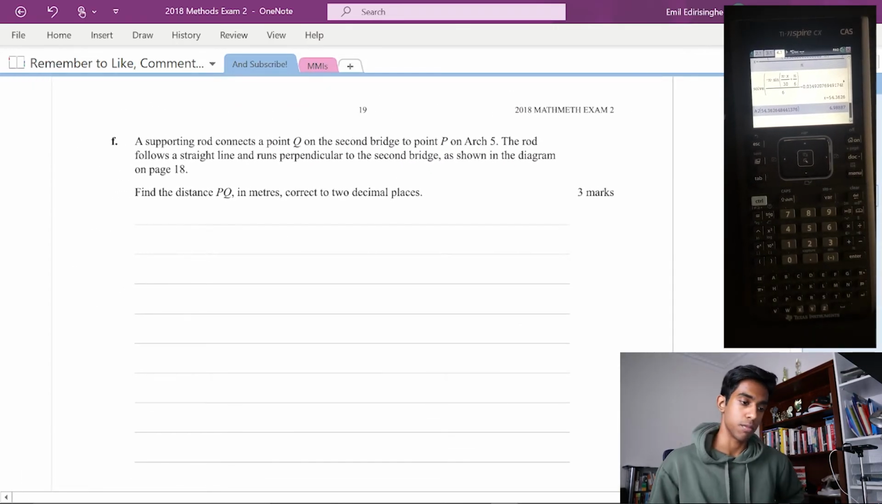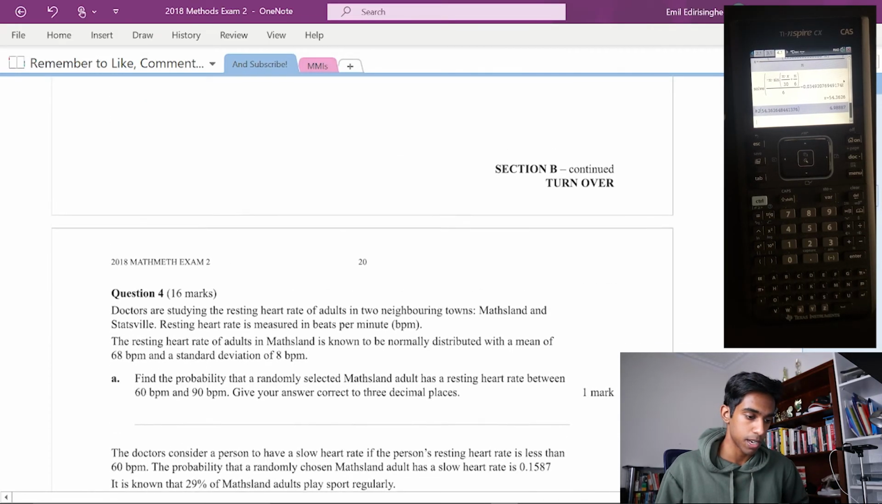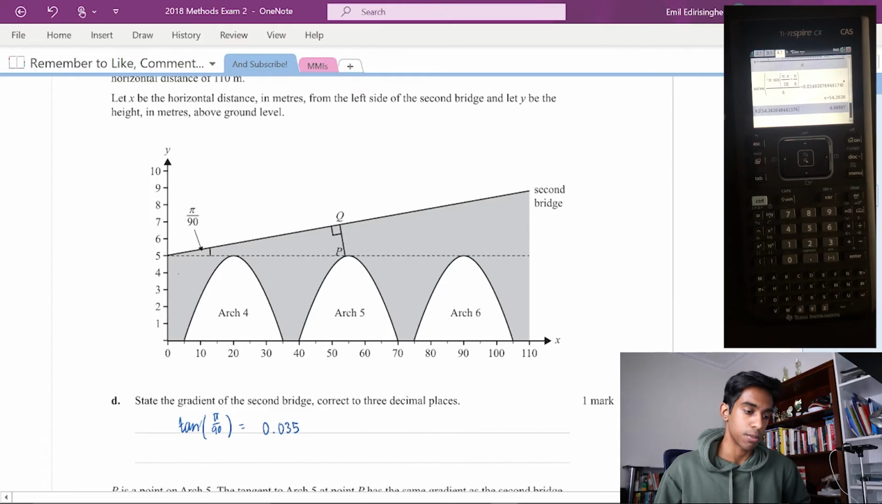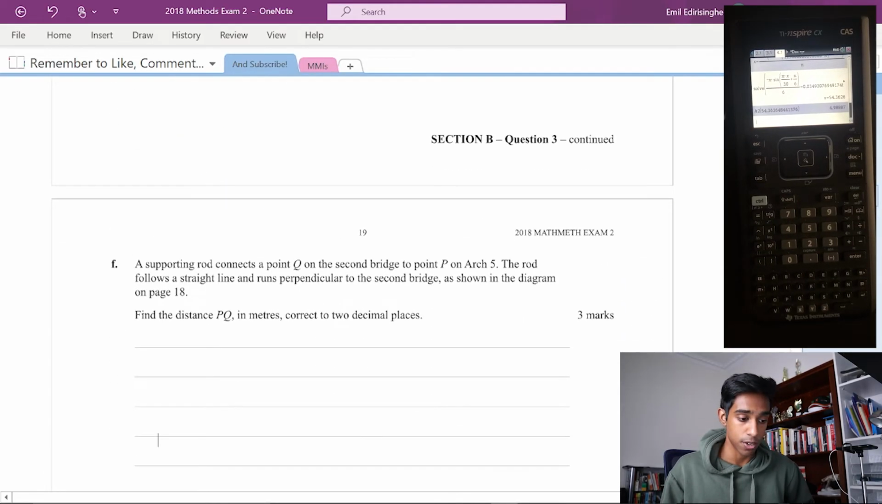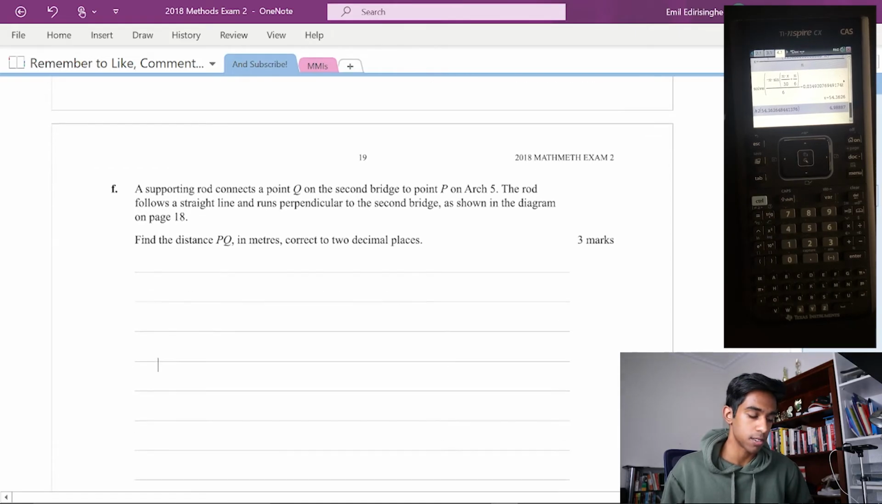Okay, so now we'll move on to part F, and this tells us that a supporting rod connects a point Q on the second bridge to the point P on arch 5. The rod follows a straight line and runs perpendicular to the second bridge as shown in the diagram on page 18. So that might be the next page. No, it's the previous page. So, that's the point Q here. Now we're told to find the distance PQ in meters correct to 2 decimal places.